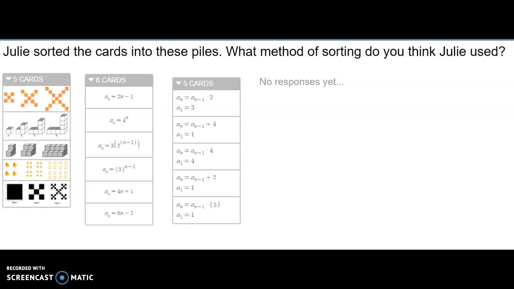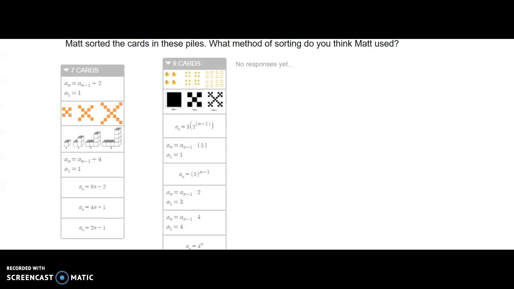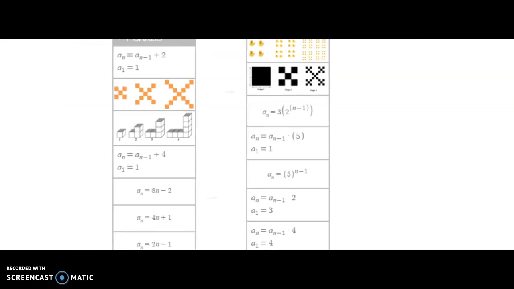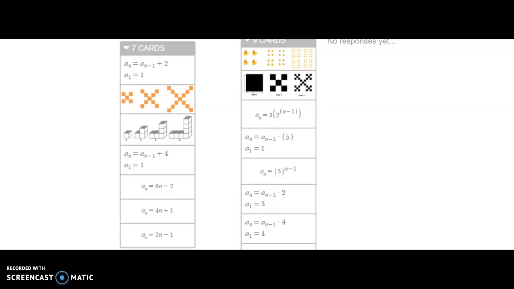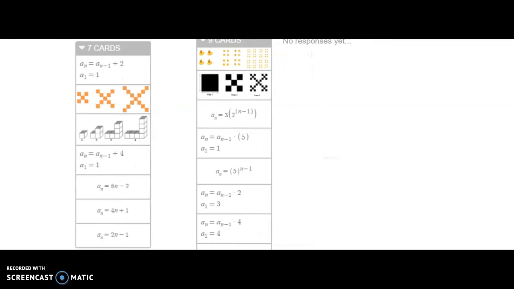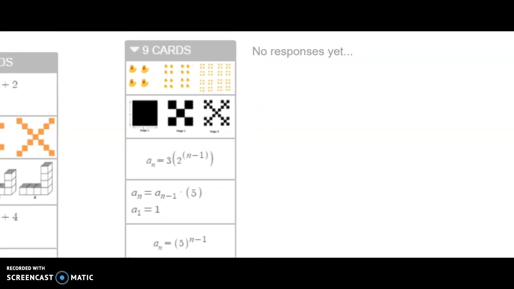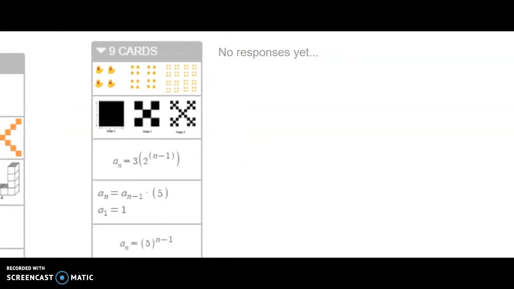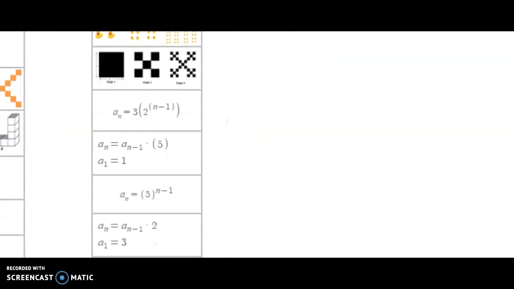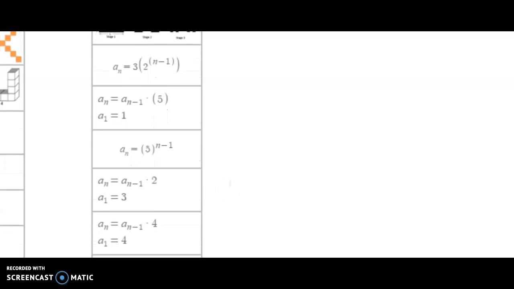And now we're going to look at a different person's sorting. So Matt sorted these cards into these types of piles. Let me zoom in for you and I'll show you. This is his first pile of 7 cards right here. And this is his second set. So here's his second set of cards. As you can see here, I'll zoom in for a second and see what he kind of sorted by, maybe.